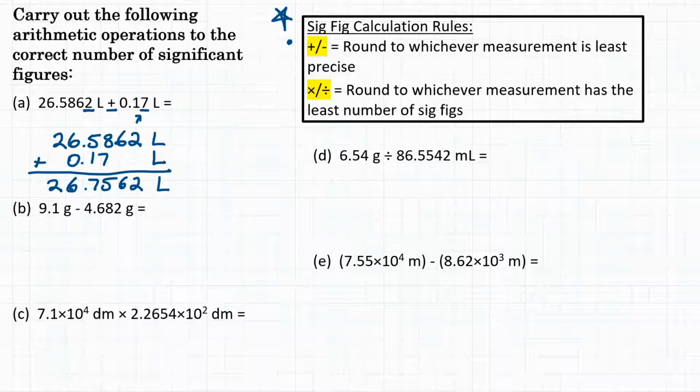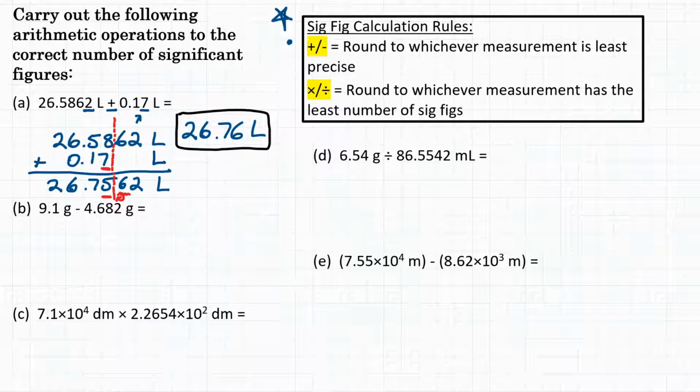But again, looking at our calculation rules, we need to round to whichever measurement is least precise. So what I like to do at this point is draw a line that is past the last significant figure of our least precise measurement. So I'm going to draw a dotted line straight down from there all the way into our answer. So we can see that this digit here is in the same spot as our least precise measurement. Then we have to round. You look at the digit after and ask, is that going to round up the 5? Well, this is a 6, so yes, that is going to round up our 5 to a 6. So we're going to end up with 26.76 liters. So final answer for A would be 26.76 liters.